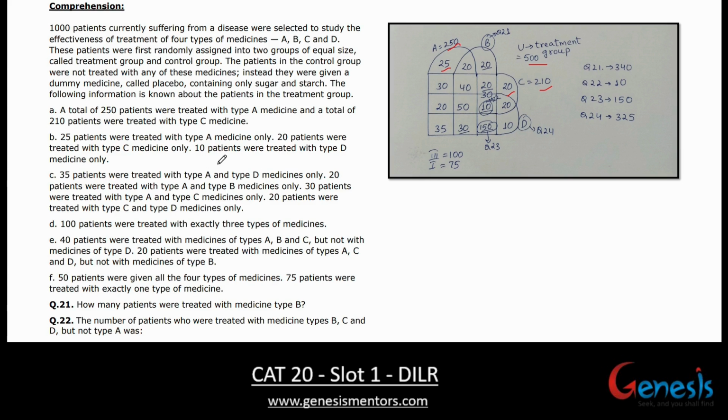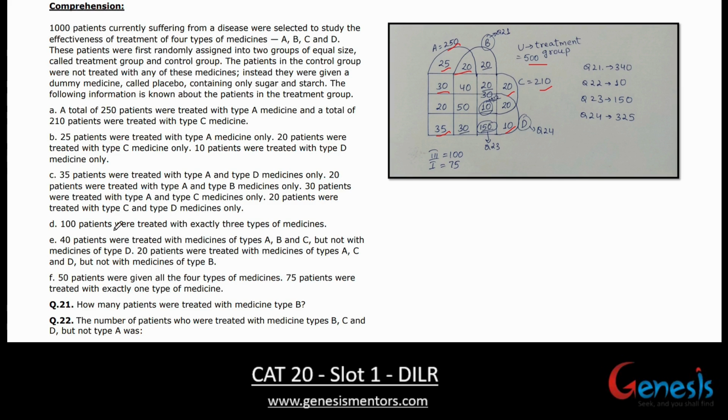Now 10 patients were treated with type D medicine only. So only D, first region of D is 10. 35 patients were treated with type A and type D medicines only. So words are very important here, 'only' is very important. The second region of A and D is 35. B or C should not be there because 'only' is there. So this is 35. 20 patients were treated with type A and B medicines only. A and B only is 20. 30 patients were treated with type A and C medicines only. A and C only is 30, so this.